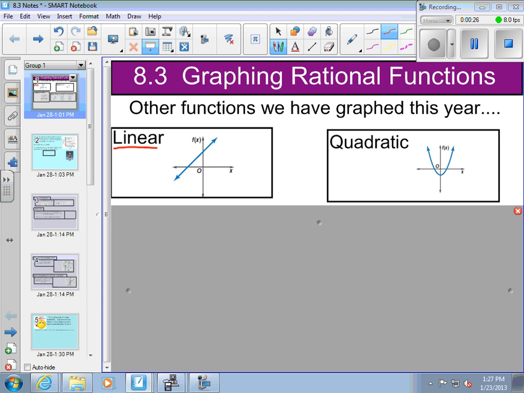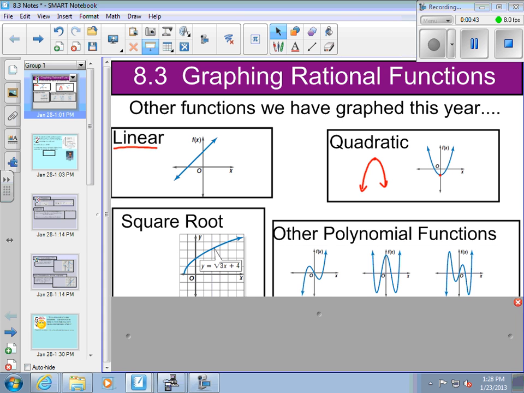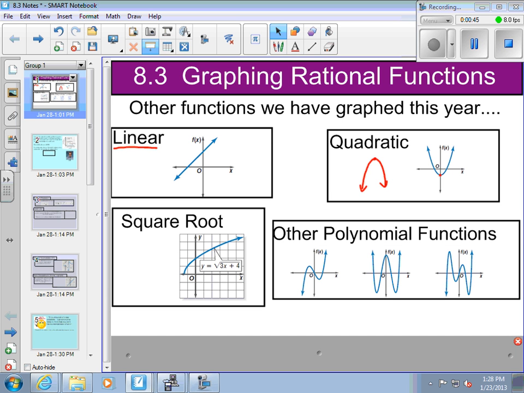We also looked first trimester at quadratic functions. Those are those U-shaped or arch-shaped graphs where we looked at finding the vertex, and we looked at different things about those types of graphs. We've looked at some this trimester as well. We've looked at square root graphs, where we found the domain and range, and we looked at those similar to the one down here.